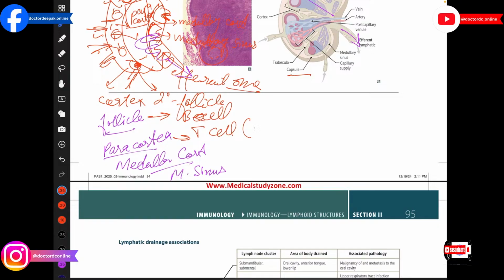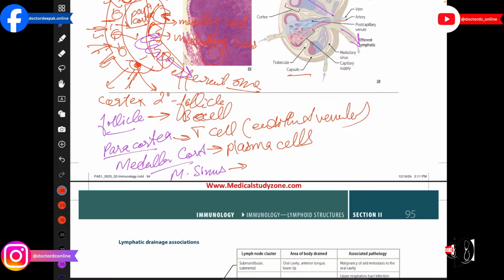And second, endothelial venules. And the medullary cord has plasma cells, and the sinuses have macrophages. Don't forget these structures, okay? Follicles are affiliated with B cells, paracortex with T cells, medullary cord with plasma cells, and medullary sinuses with macrophages. This is all about the lymph node.